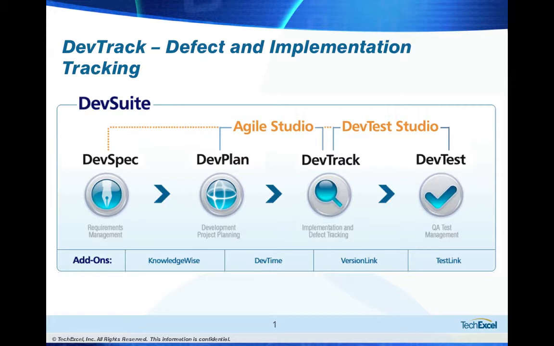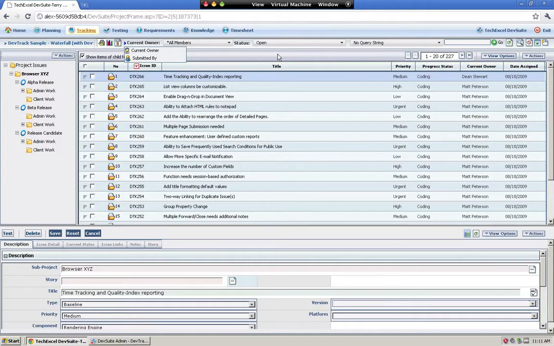A brief demonstration of DevTrack as it would be used to manage a traditional development project. DevTrack is TechExcel's tool for defect tracking and implementation task tracking. It can be purchased as a standalone product or as part of an integration with Agile Studio or DevTest Studio or as part of the entire DevSuite package. So let's get right into it.